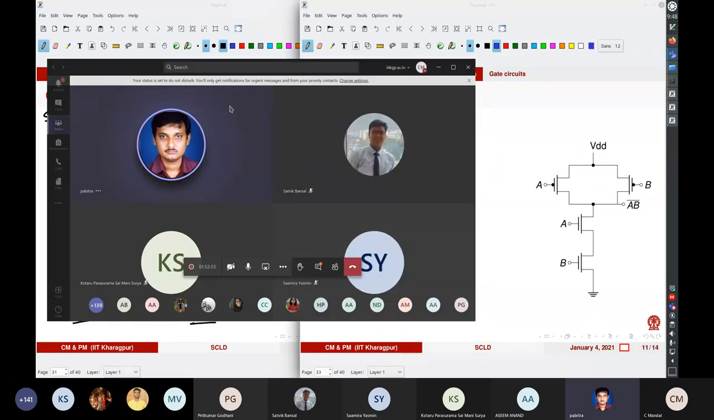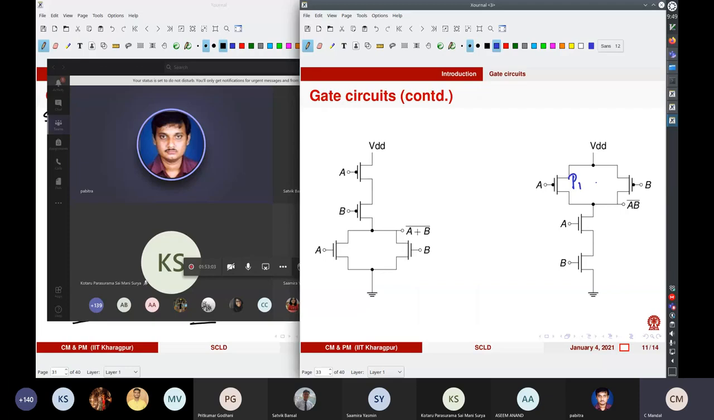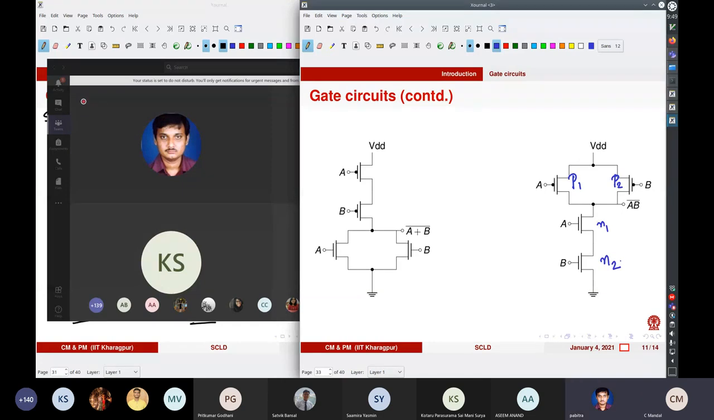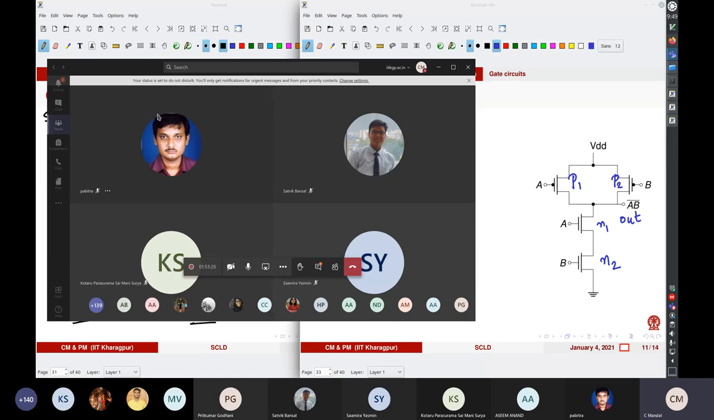So you similarly denote values for P1, P2. The upper two transistors are of P type. Let me just label this. This is P1. This is P2. This is N1. This is N2. And this is out. Draw the table, take a picture with your mobile phone and post it.